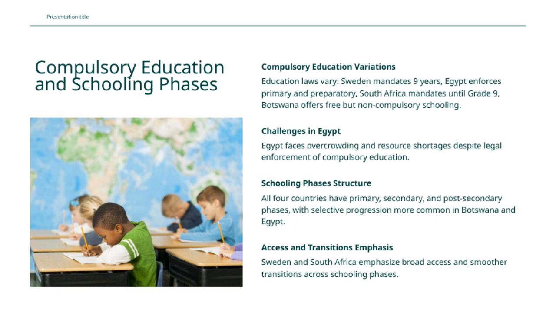For instance, Botswana and Egypt tend to have more selective progression, meaning students often face more barriers to move smoothly from one phase to the next. On the other hand, Sweden and South Africa put a stronger emphasis on broad access and smoother transitions. They aim to make the process as inclusive and seamless as possible, recognizing that easier transitions can improve student retention and success. So overall, these differences highlight how each country approaches education based on their unique contexts, but the common goal remains: providing quality education and ensuring students can move through their schooling phases effectively.